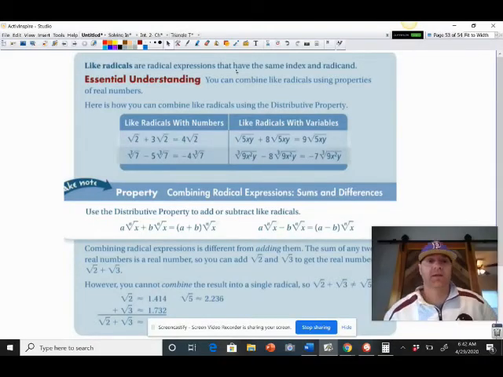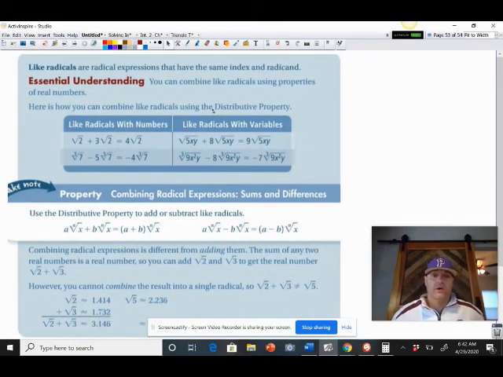Hello again. Let's get started on our topic. Hopefully you are good. Our topic for today is going to be combining binomial radical expressions.